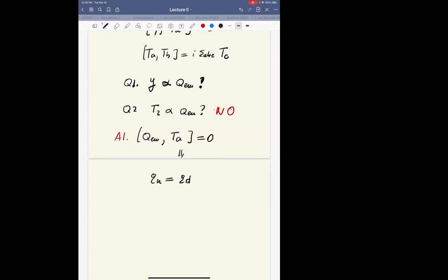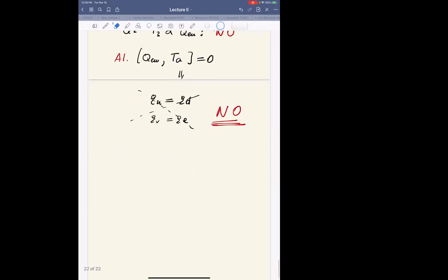So every up particle would have the same charge. For example, Q of the neutrino would be equal to Q of the electron. And this is wrong. The answer is no. Which tells us we will stop here.